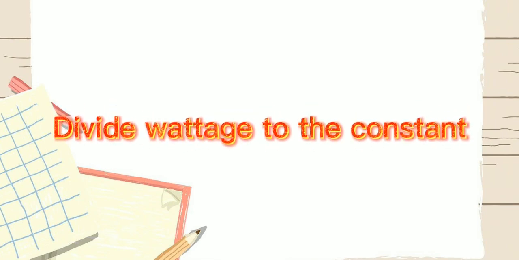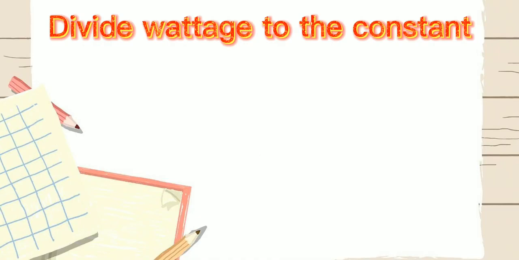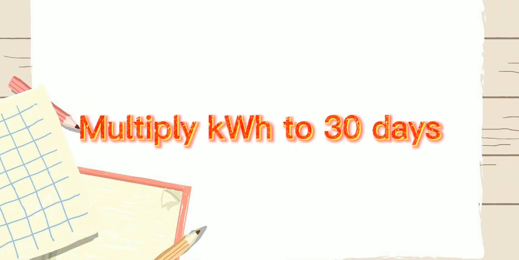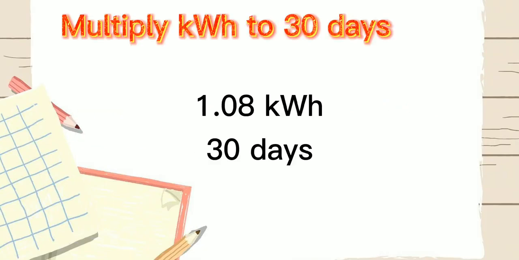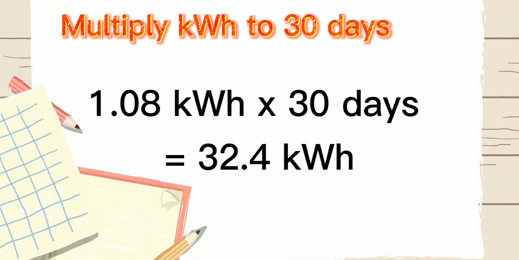Next is divide wattage to the constant. Remember, we have 1080 watts and 1000 kilowatt hour. Now, let's divide them. 1080 divided by 1000 equals 1.08 kilowatt hour. Next step is to multiply kilowatt hour to 1 month, that is equivalent to 30 days. Remember, we have 1.08 kilowatt hour and 30 days, which is the 1 month. So 1.08 kilowatt hour times 30 days, that would be 32.4 kilowatt hour.